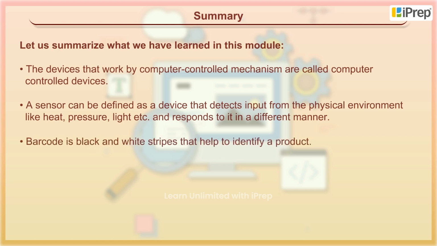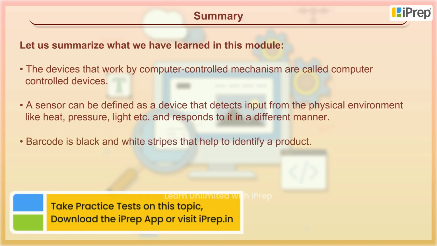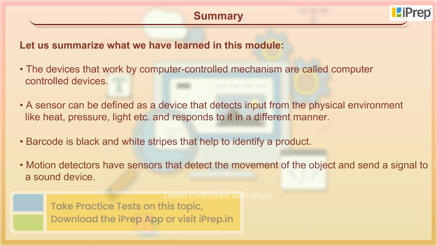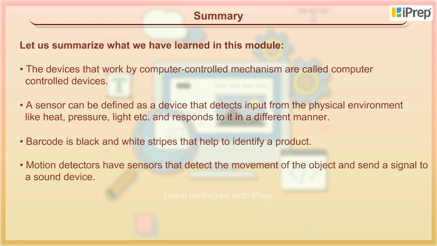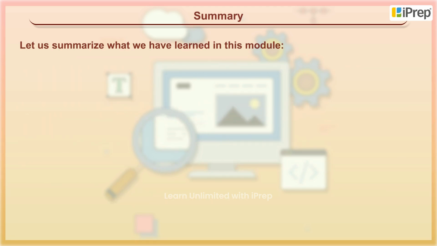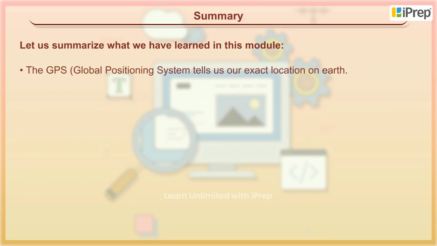Barcode is black and white stripes that help to identify a product. Motion detectors have sensors that detect the movement of the object and send a signal to a sound device. Parking sensors are also called backup sensors. The GPS, Global Positioning System, tells us our exact location on Earth.